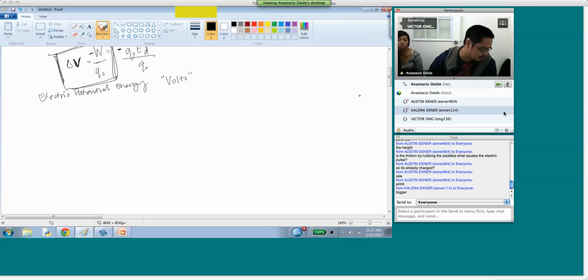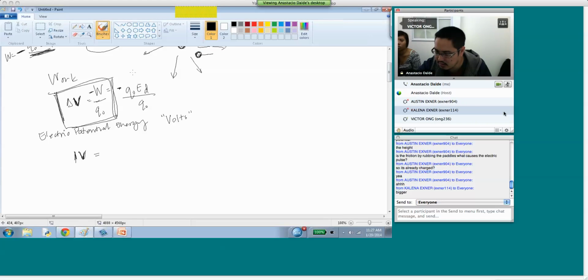All right. So what is a volt? The units of volts. 1 volt is equal to... Do you guys remember? What is E over D? What is this one right here? ED. Is that what you're asking?